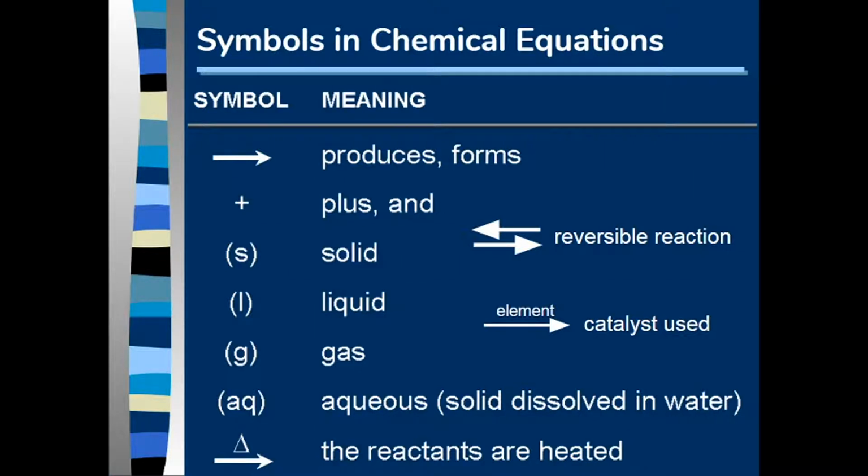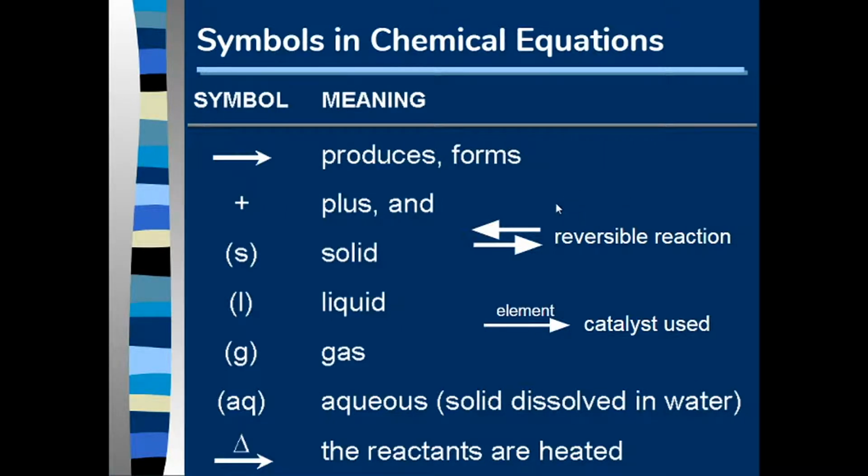We're going to use small letters in parentheses to indicate the state of matter of all of the substances involved in the reaction. So solids, liquids, gases, and things that are dissolved in water are aqueous. We put a triangle over the arrow for reactions that need heat in order to occur.